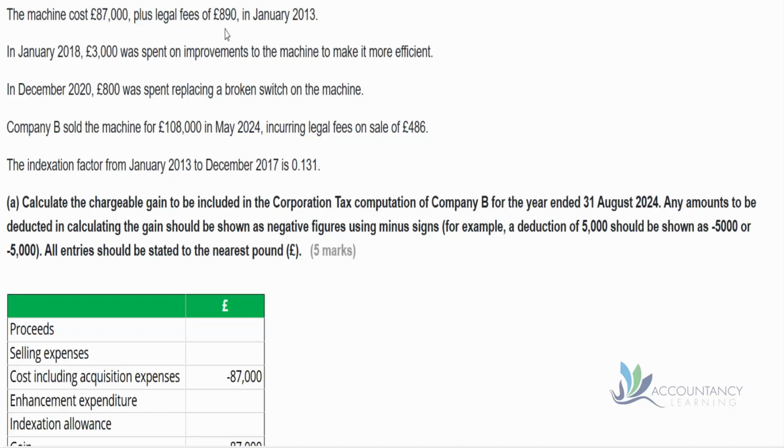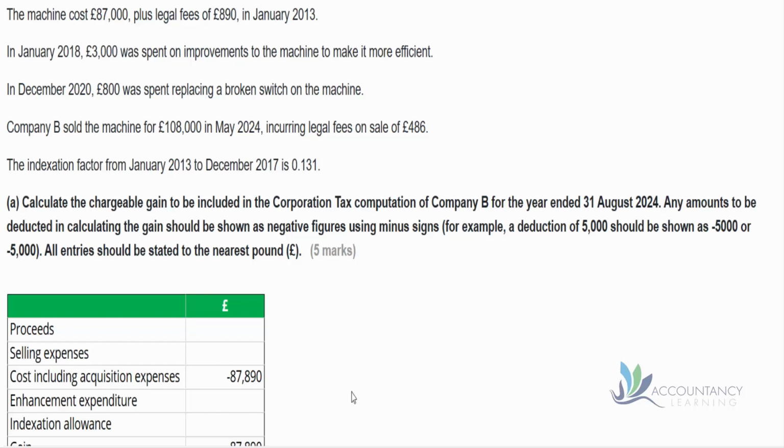So those legal fees are an inherent part of buying that machine, aren't they? If we hadn't paid those legal fees, we wouldn't have the machine. So we're allowed to include those in the cost of buying the machine in the first place. So that means our cost is 87,890. Then on 1st of January 2018, 3,000 was spent on improvements to the machine to make it more efficient.